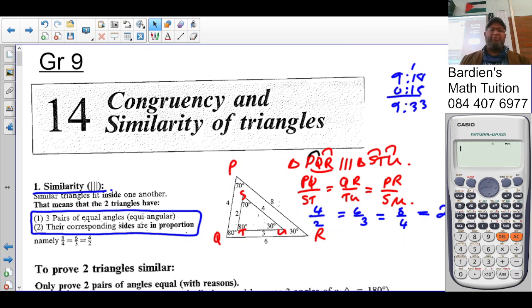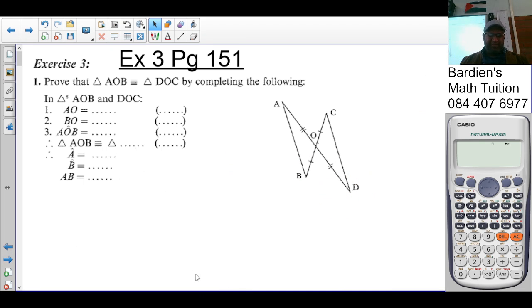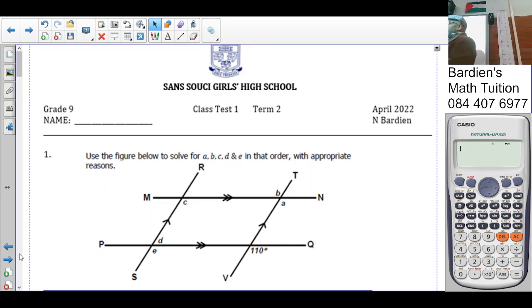At this point, we are busy with congruency and similarity, and you have gotten your test back, the class test you wrote sometime last week. We're going to run through that quickly before we mark the homework. I don't think we will have enough time to mark all the sums that I've selected for homework. However, the class test of last week we're going to go through first. That's the first thing we're going to do.